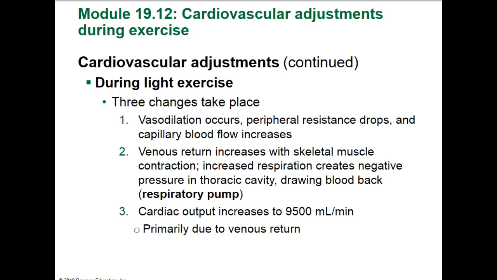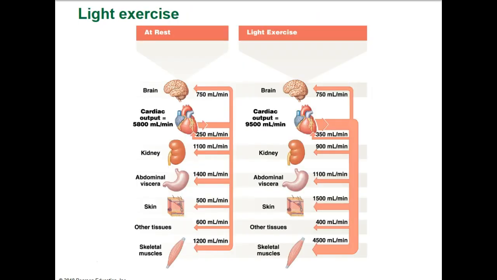Venous return increases with skeletal muscle contraction. You have increased respiration that creates negative pressure in the thoracic cavity, drawing blood back. So you have the respiratory pump occurring. Cardiac output increases to 9,500 milliliters per minute, mainly because of the venous return. So look at the differences you see here. And you'll see some major changes with some of the organs, not as much with the others.